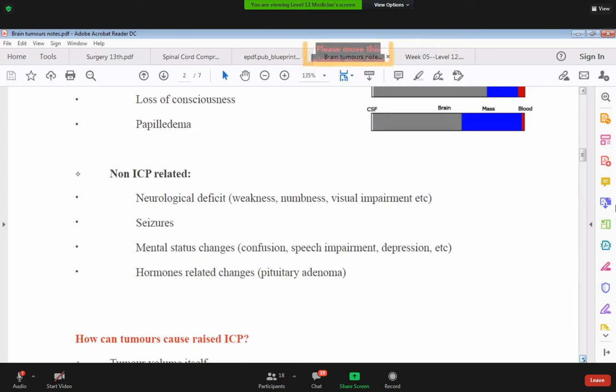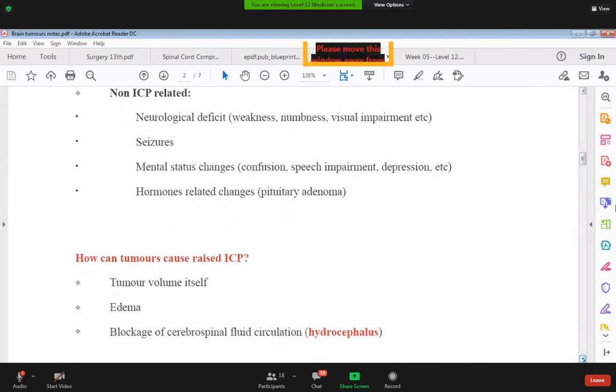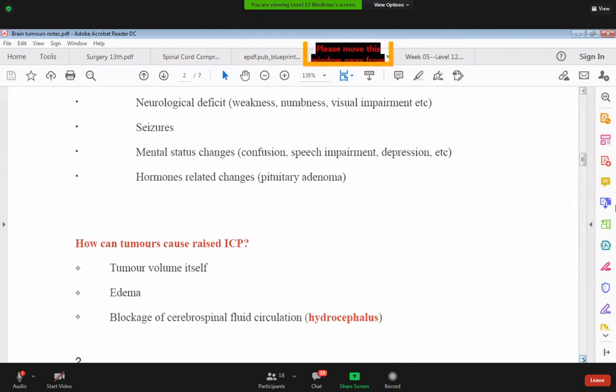Now, how can a tumor cause raised intracranial pressure? It is caused by the tumor's volume itself. When the tumor size is expanding, it causes the ventricles to become occluded, and the pressure is increased. It can cause edema, and the pressure can be increased because of the cerebral edema. And sometimes it causes blockade of the circulation of the CSF.